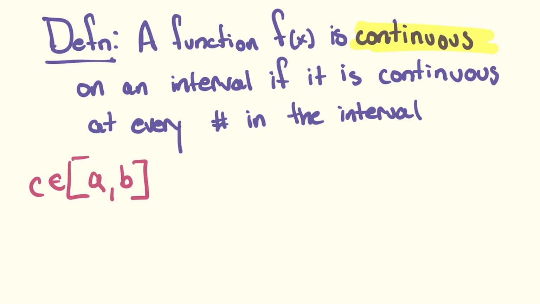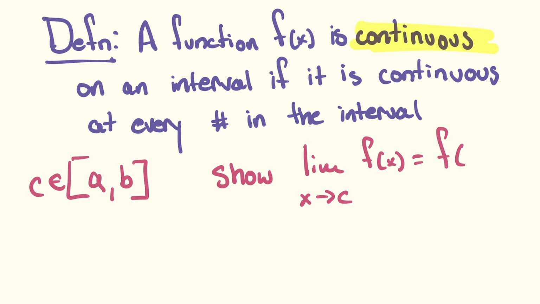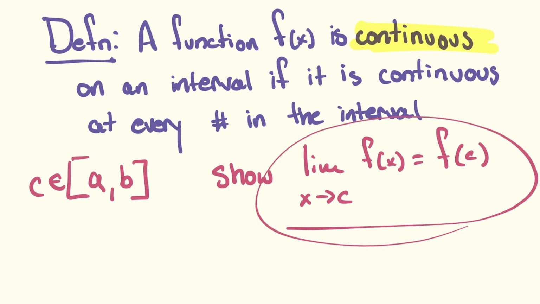Let's take little c, and we want to show that the limit as x goes to c of f of x is the same thing as if we just plug that number in. So that's going to give us f of c. Basically, all we're going to do is take a limit of everything, and we're just going to show that we get exactly what we'd get if we punch that number in.